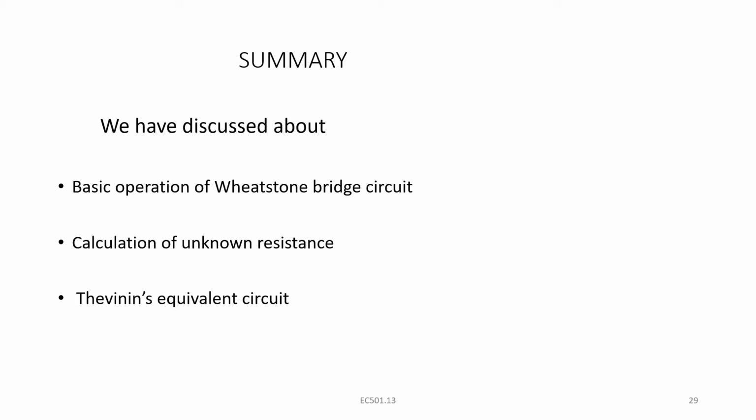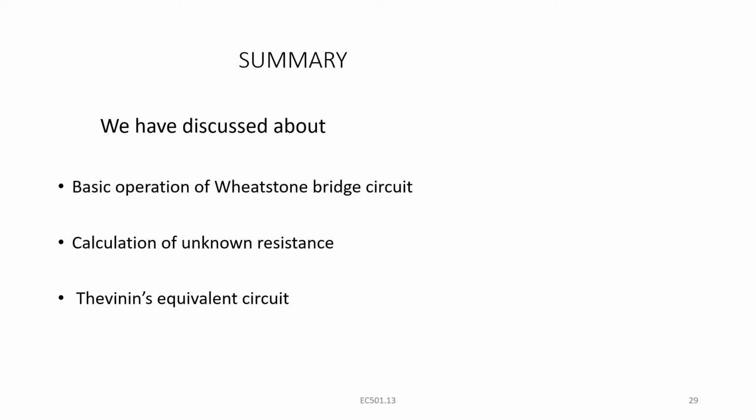The source of excitation in a DC bridge is a DC source. The source of excitation in an AC bridge is an AC source with the null indicator connected across the opposite junctions. In a DC bridge, we use a galvanometer. In an AC bridge, the null indicator may be a galvanometer or headphones.